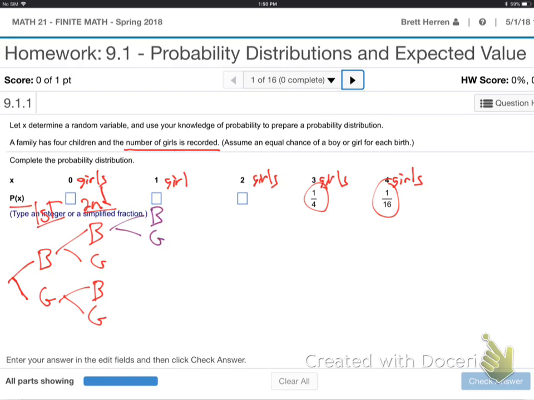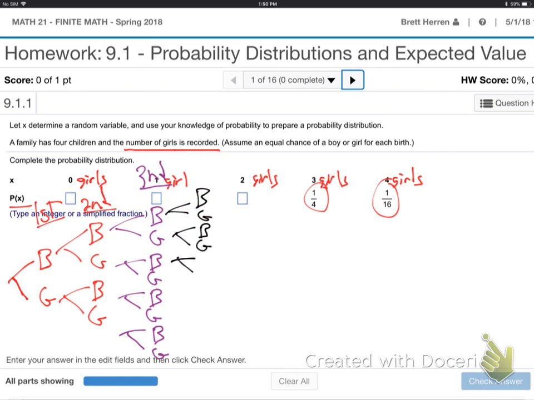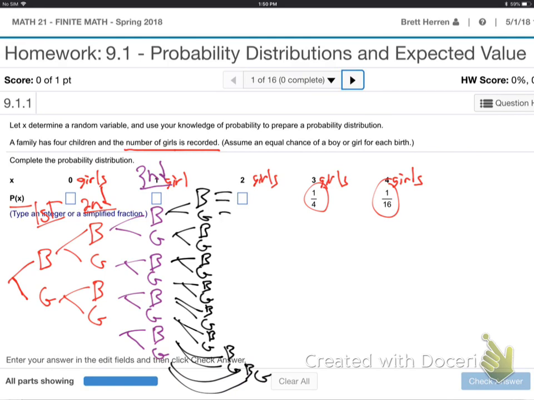All right. So boy, girl, this is the first child, second child, like that. Boy, girl for the third child. And then one more time for the fourth child. Boy, girl, boy, girl. Boy, girl. Well, I'm running out of room badly. I've got to get it together. What else can I do here? And finally, boy, girl. Okay, I'm going to put the endings here.